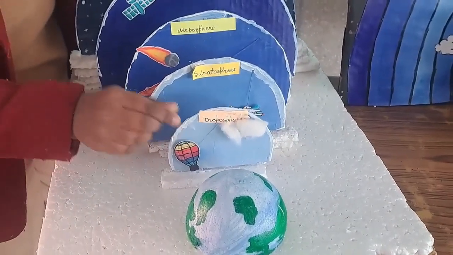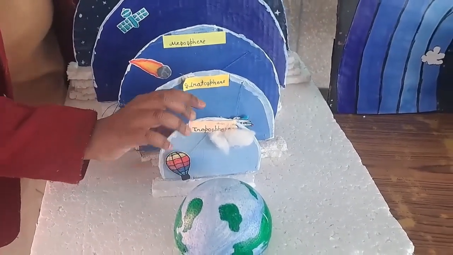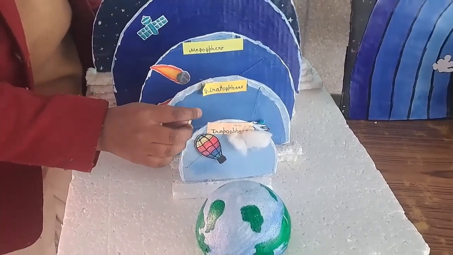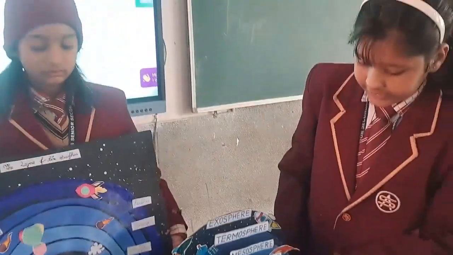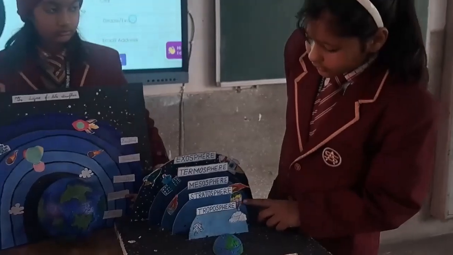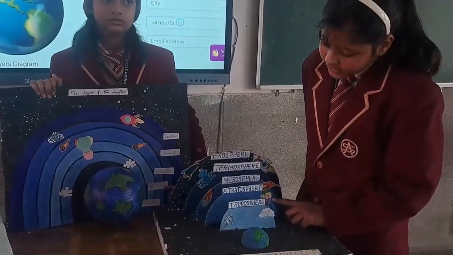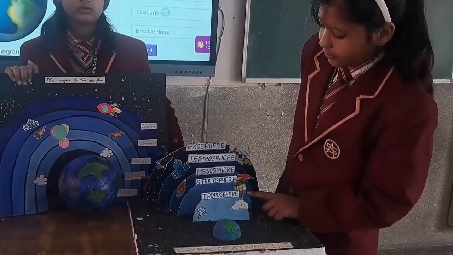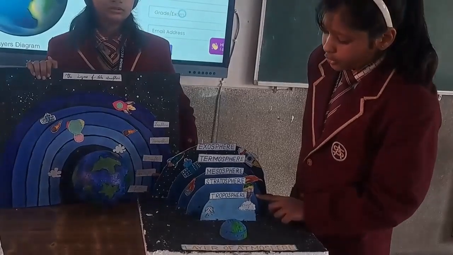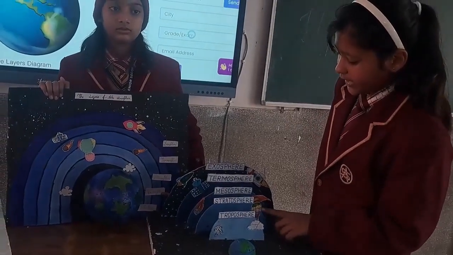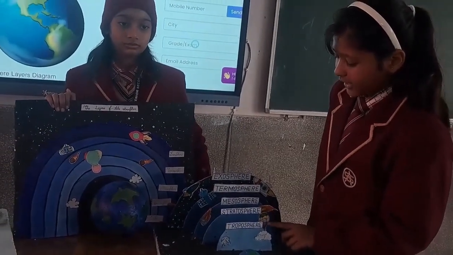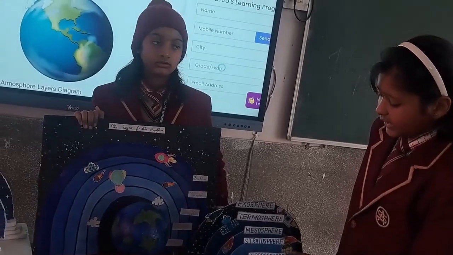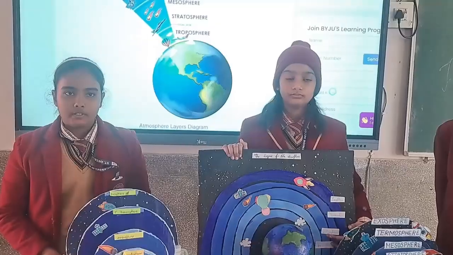Tropopause is the boundary between the stratosphere and troposphere. Hot air balloons are present in this layer. Stratosphere. It is a cloudless layer that lies above the troposphere. Ozone is present in this layer and protects us from ultraviolet rays from the sun. Aircraft fly in this layer.